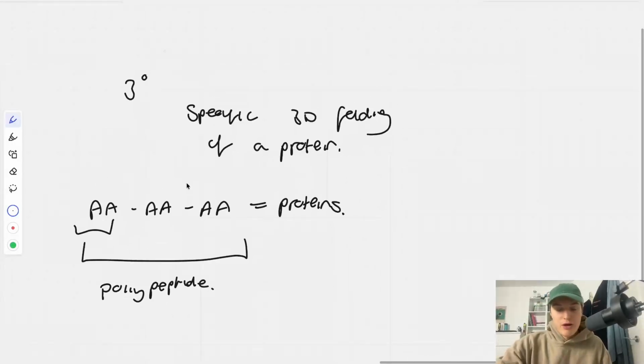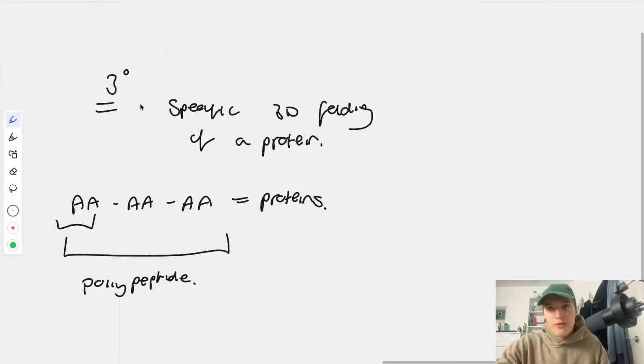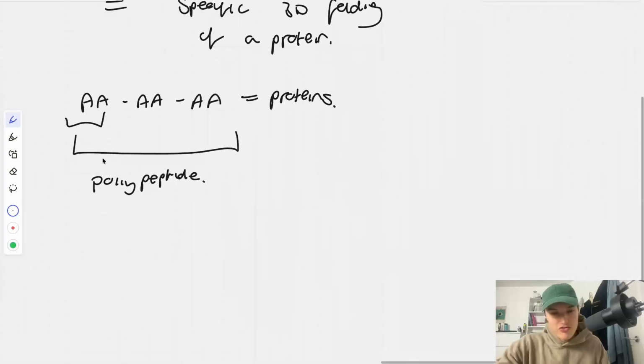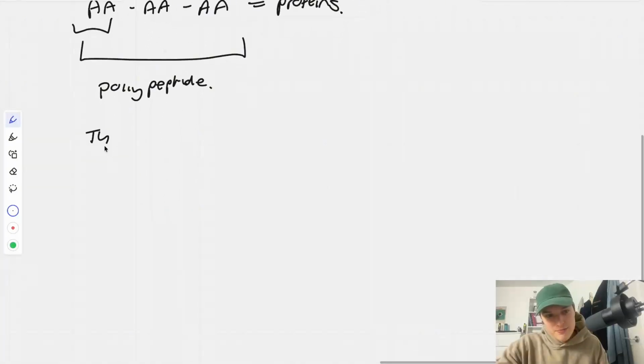So here we're making polypeptides, and we made polypeptides in the secondary structure as well. So we have the specific 3D folding of a protein in the tertiary structure, and we need to know the type of bonds or intermolecular forces as well that exist between the amino acids in the tertiary structure of a protein. So the types of bonds and forces. And this is dead straightforward, okay? So the first one is hydrogen bonds still.